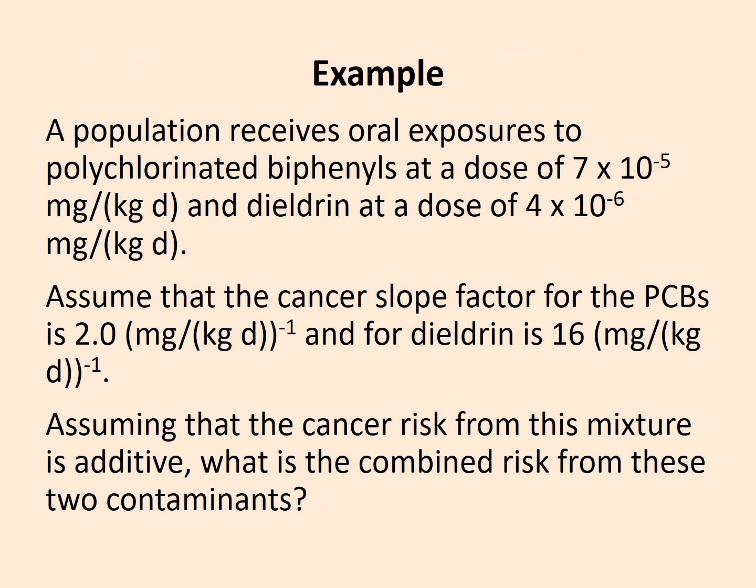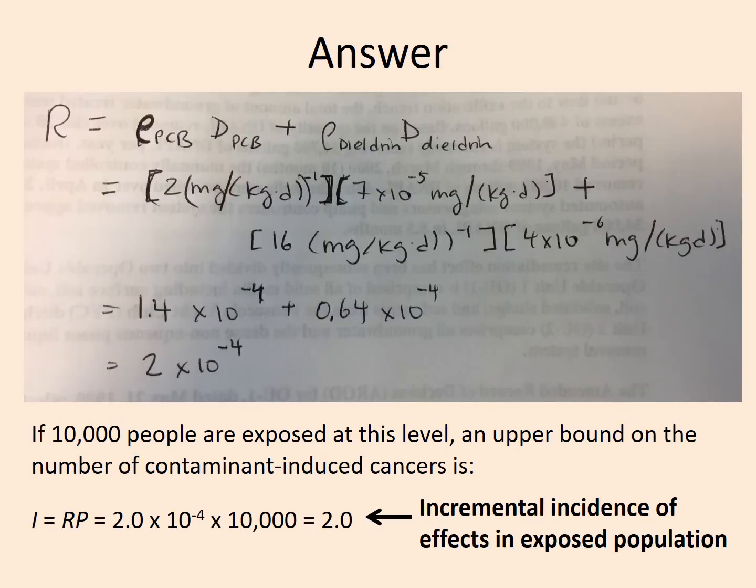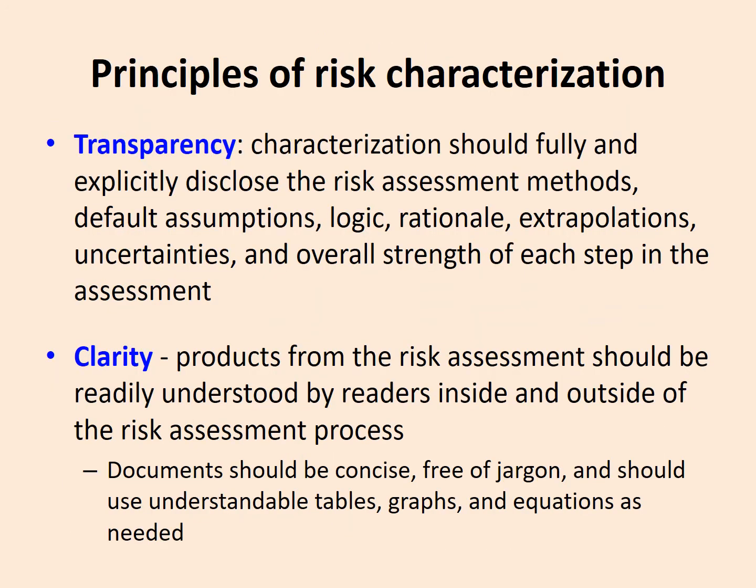This is just an example for calculating some of these, where you can start to look at PCBs at a specific dose and put them together with a cancer slope factor. So what might this look like when you start to look at these additive impacts? And again, I'm not going to make you do this, but know that people do this all the time. If 10,000 people are exposed at a certain level, you can calculate the upper bound of a specific number of contaminant-induced cancers. So you can see you can get into the weeds very, very quickly.